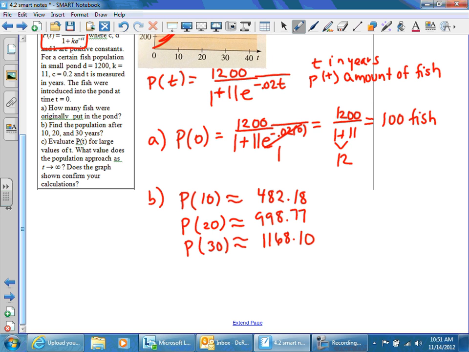Okay, and then part C, it says evaluate P of T for some large values of T. So just pick some really big values. You can look in your graph, you can put some in your calculator and see what you think is approaching as you go bigger and bigger and bigger. So what is your fish population, P of T, approaching as T approaches infinity? And I got out the carrying capacity of 1,200. See if you did too.